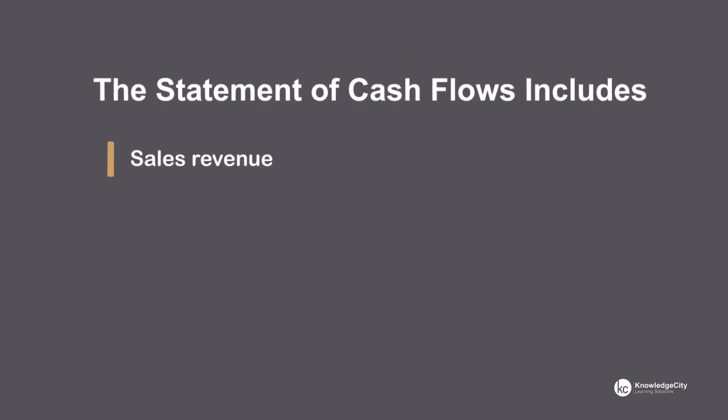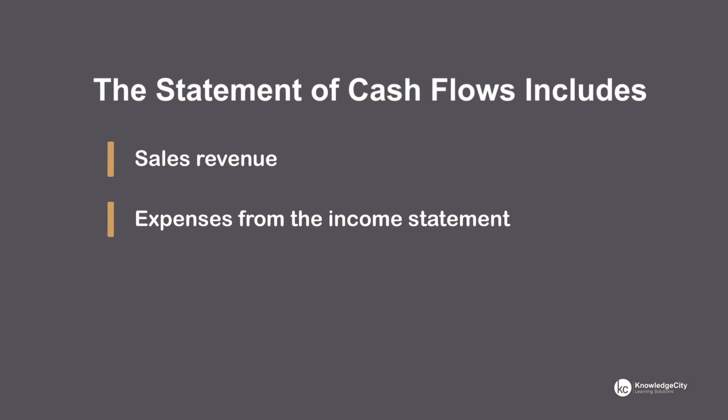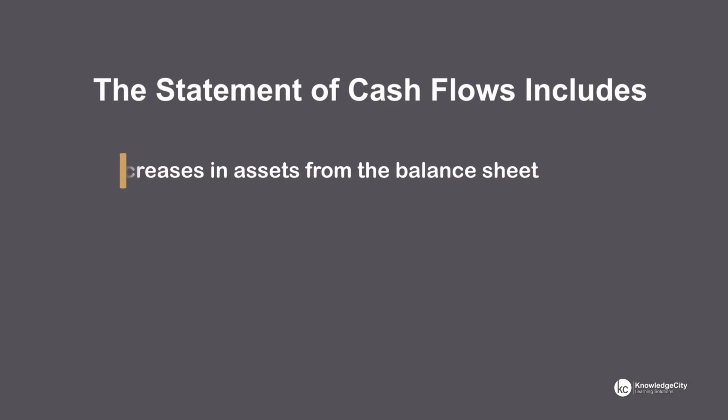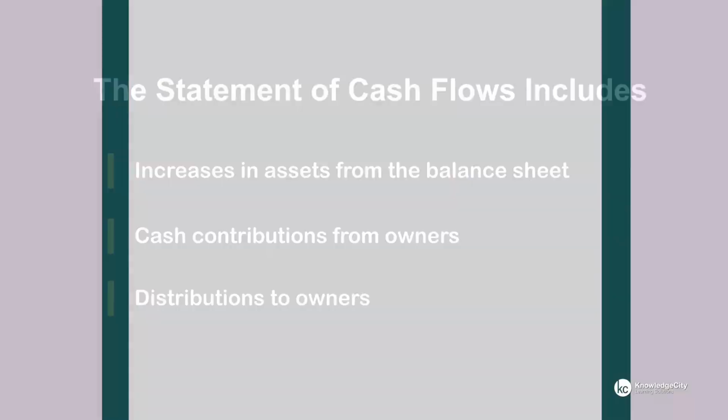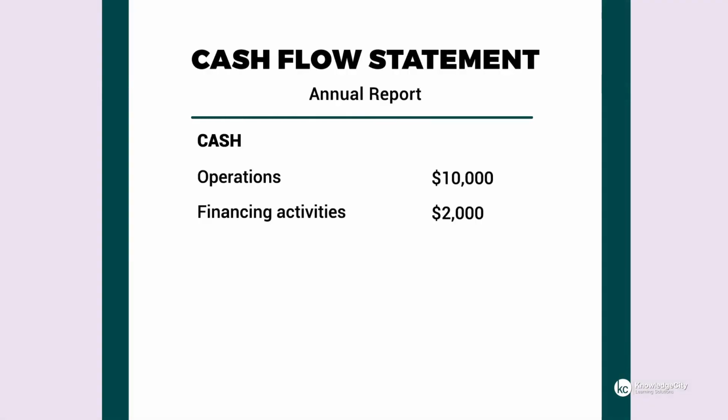The categories are a combination of income statement items and balance sheet items. It will also include sales revenue, expenses from the income statement, reductions in liabilities, increases in assets from the balance sheet, cash contributions from owners, or distributions to owners. There is usually a separate section of the statement for cash from operations and from financing activities.